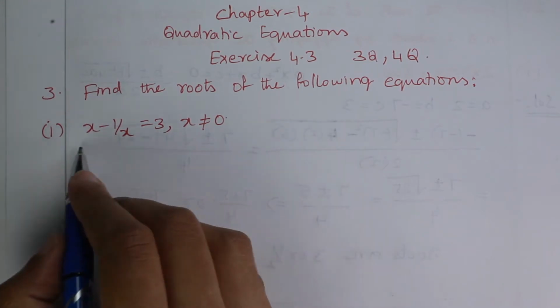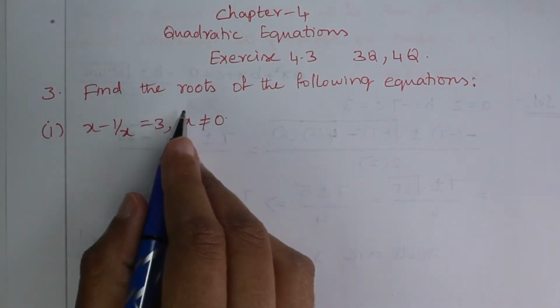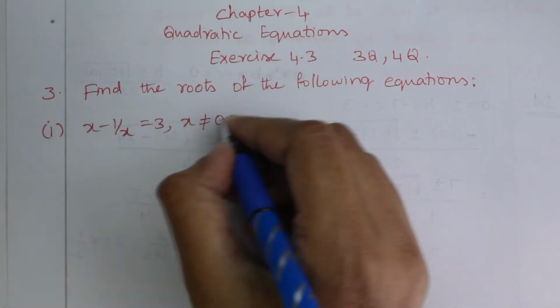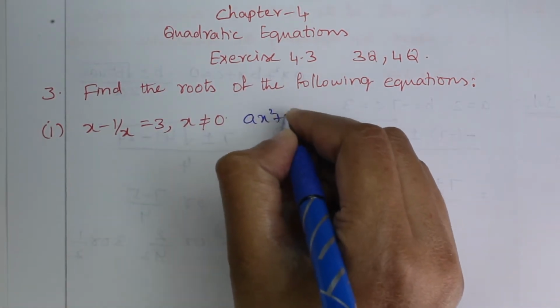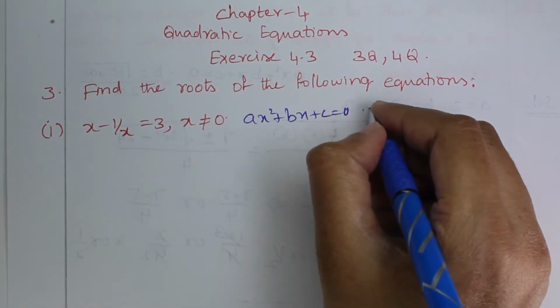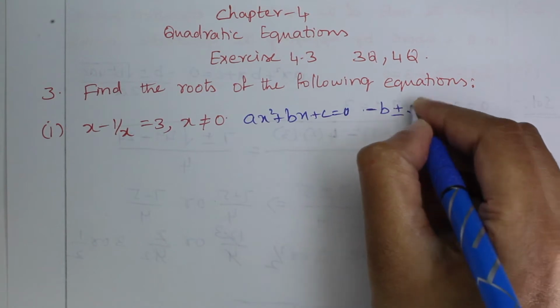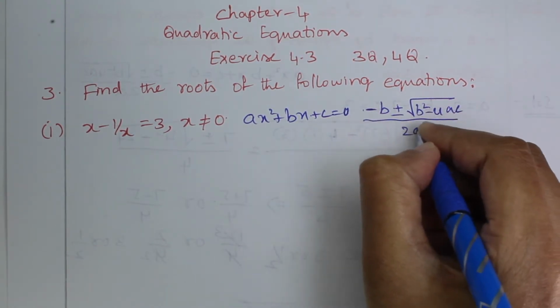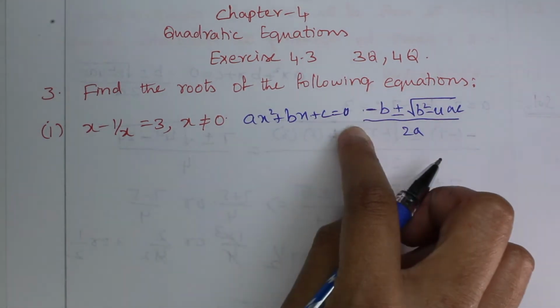First let's simplify this and write it in the form of ax square plus bx plus c. So we'll try to write it in the form of ax square plus bx plus c is equal to 0, and then the roots become minus b plus or minus square root of b square minus 4ac by 2a. Okay, first let's write it in this form.